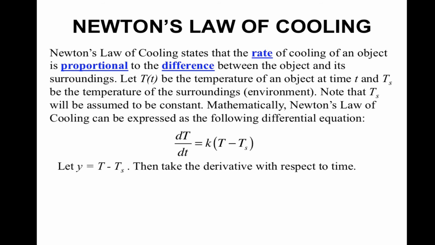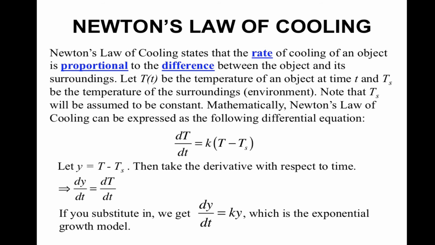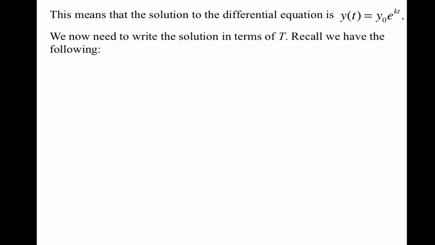So we're going to let y equal T minus T sub S. Then we're going to take the derivative with respect to time. So we now have dy/dt, which is equal to dT/dt. And if you substitute in, we get dy/dt equals ky, which is the exponential growth model. And this means that the solution to the differential equation is y of t equals y naught e to the kt. So we now need to write the solution in terms of T.